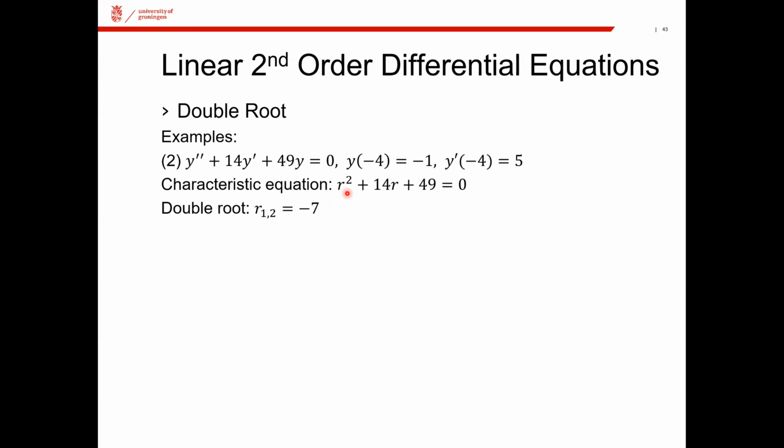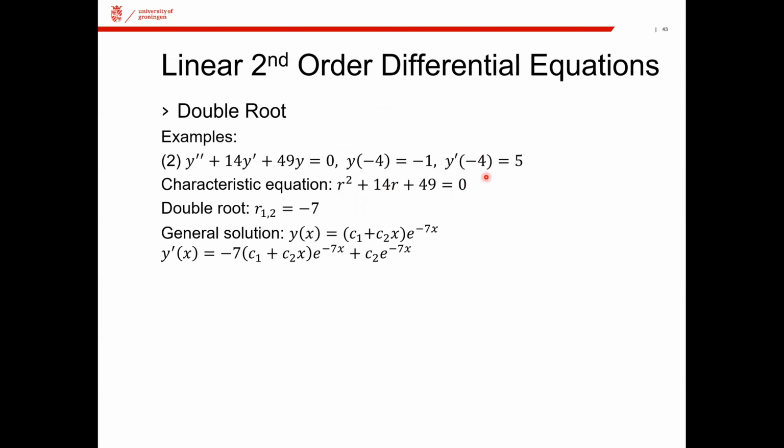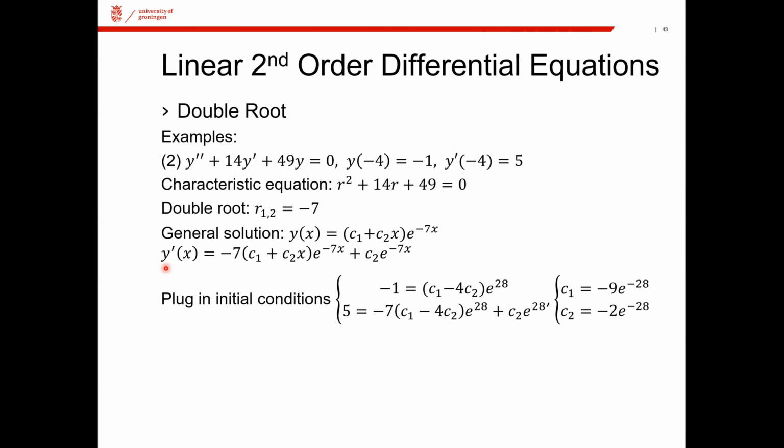And in this case, this equation still has a double root, minus 7, and we have the general solution. Just apply the formula. And then, since there are two initial conditions and one contains the value of the derivative of y, we have to calculate the derivative of y. And we plug in the initial conditions to solve for C1 and C2. And then we have the actual solution.